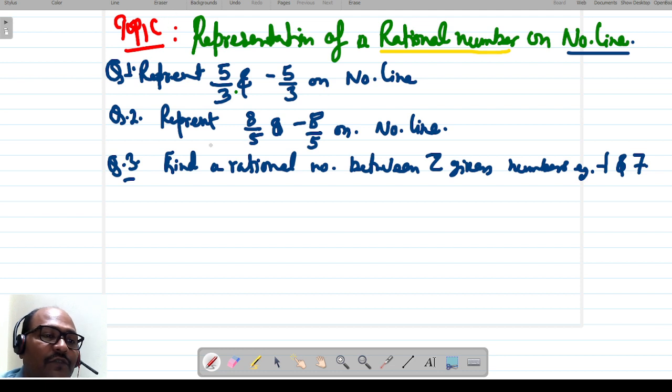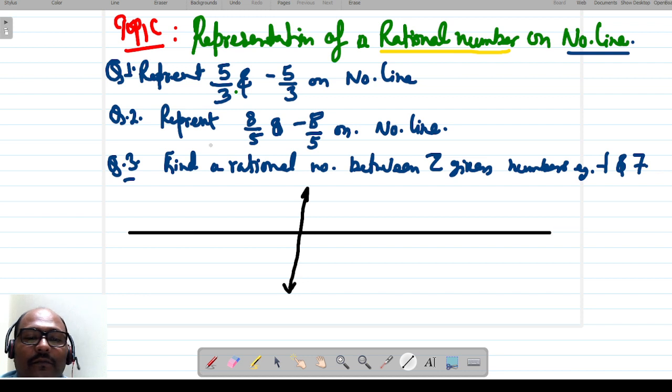The first question which we have written over here is: represent 5 by 3 and minus 5 by 3 on the number line. So let us do one thing, just take the number line and draw it. On the number line, this is towards plus x, this is towards minus x, right? And students, this is the origin.